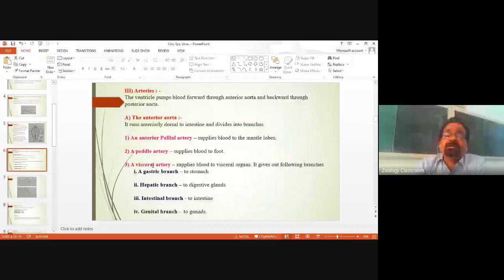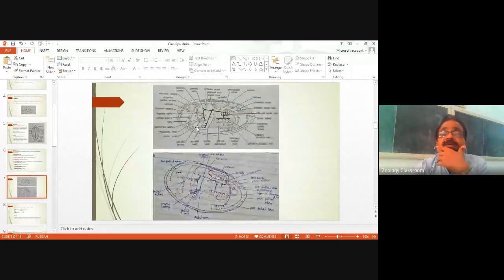Now next is the visceral artery. Visceral means supplying the different visceral organs, and further it gives different branches. Now which are these branches? One by one we shall know. So the very first thing to know is where the location of this visceral artery is. So let's come back here again and you will find the location.